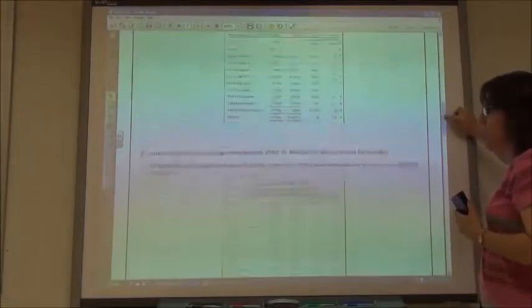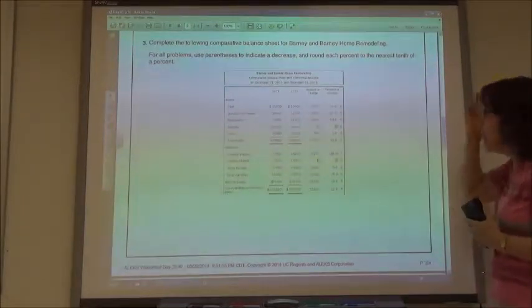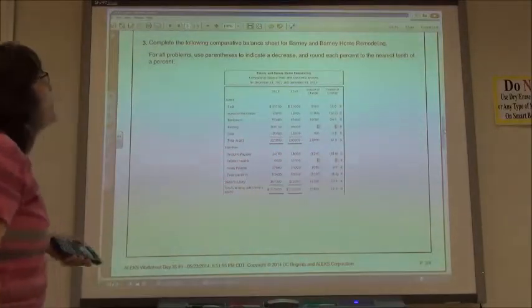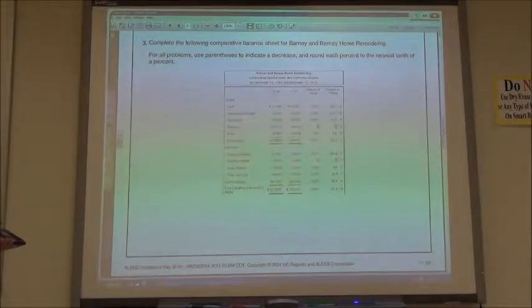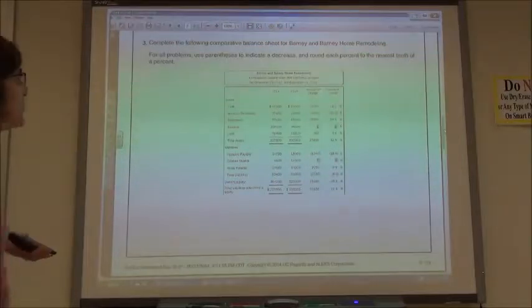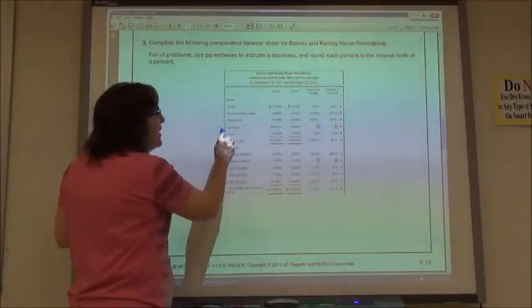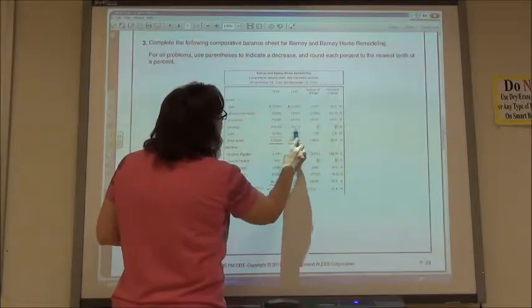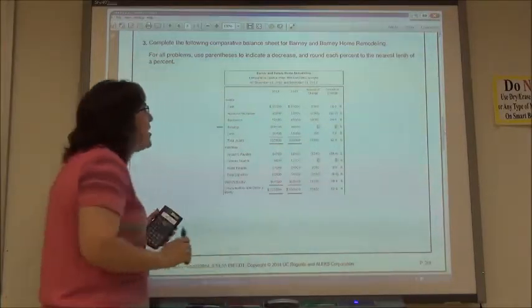And then the third one is the same kind of thing there. Complete the comparative balance sheet for Barney and Barney Home Remodeling. For all problems, use parentheses to indicate a decrease and round each percent to the nearest tenth of a percent. So we're going to do buildings, and again, the building cost for 2013 is more than the 2012, so it's going to be a positive number.